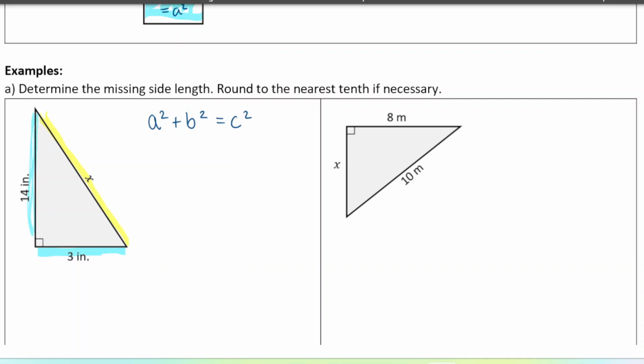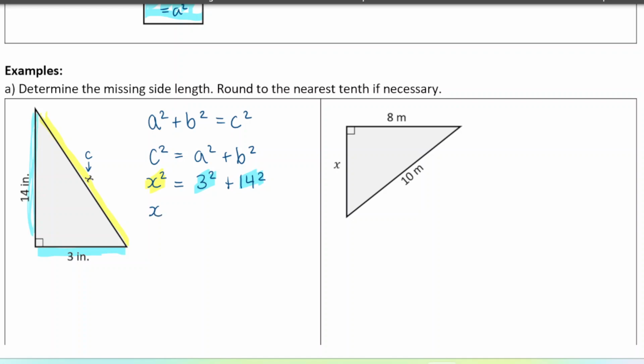And it says determine the missing side length and round to the nearest tenth if necessary. I'm going to actually switch this around. So we're looking for C squared, and it's going to be equal to A squared plus B squared. Okay, so this is C. So I'm going to switch it with X just because in my diagram here it's called X. X squared is going to be equal to 3 squared plus 14 squared. We know this to be true just because of the Pythagorean theorem.